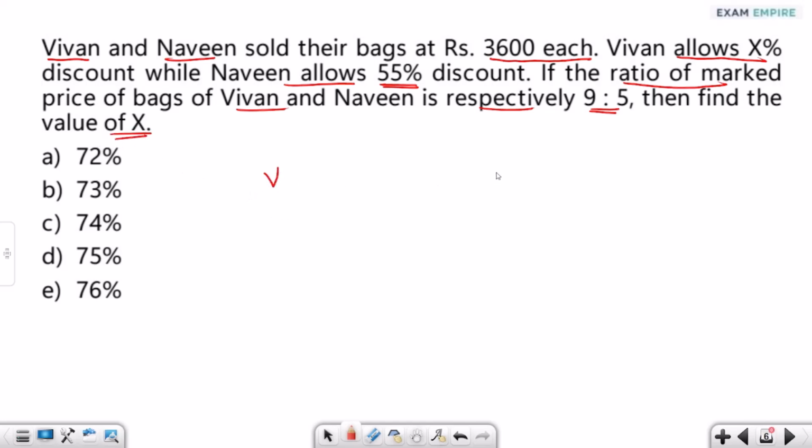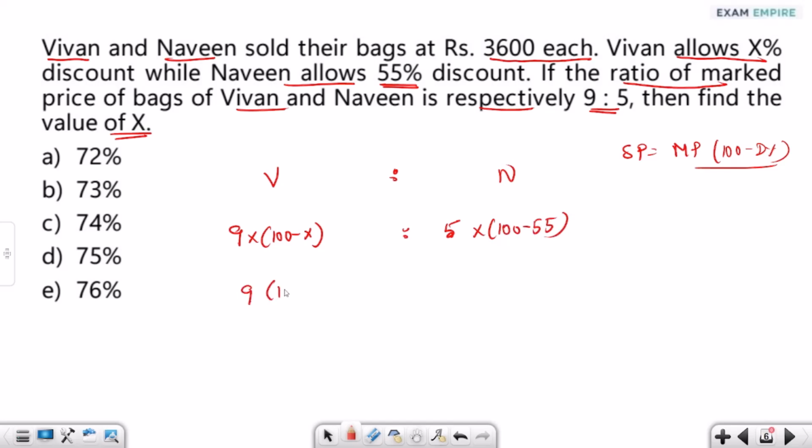Vivan, Naveen. The selling price is the same. So how to find the selling price? Marked price into 100 minus discount percentage. Here, what is the marked price? For Vivan it is 9 and for Naveen it is 5. How much percentage discount is Vivan giving? X%. That means he will be selling it for 100 minus X%. And what about Naveen? 55%, so it's just 100 minus 55. So 9 into (100 minus X)% is equal to 5 into 45%.